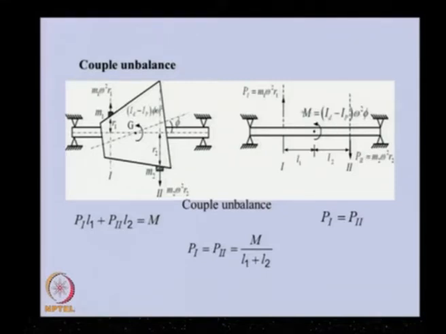We should have the condition that the couple produced by these two forces is equal to the unbalanced couple, and these two forces should also balance each other, because they should not add additional force into the system. So, from these two equations, we can get P1 and P2, the correction mass and centrifugal force, for planes 1 and 2. You can see that these two forces should be equal, because they should produce a couple, but they should balance each other.